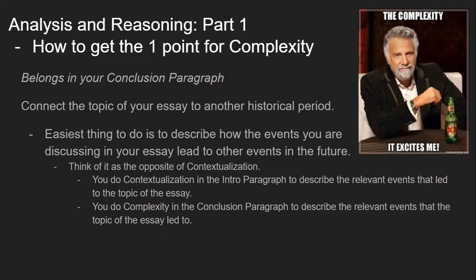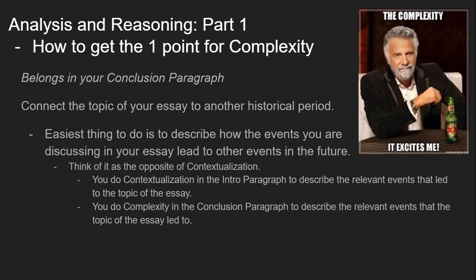So that's the easiest way to try to accomplish contextualization. So for example, if you're talking about the progressive era, and this is where you can get outside of the years, right? I told you before, I made it very clear that if the prompt says 1890 to 1920, stay in that time period. Well, now that you're in your conclusion, all rules are off. And if you're going for that complexity point, then you could look to the future.